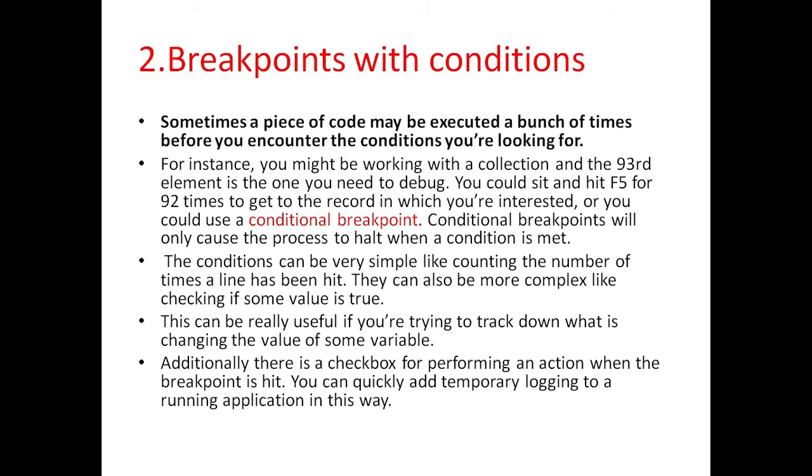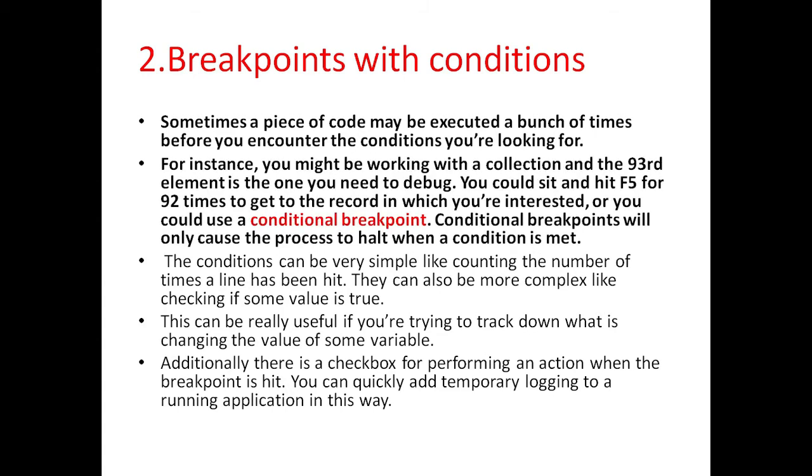Sometimes a piece of code may be executed a bunch of times before you encounter the conditions you are looking for. For instance, you might be working with a collection and the 93rd element is the one you need to debug. You could sit and hit F5 92 times to get the record in which you are interested. Or you can use a conditional breakpoint. Conditional breakpoints will only cause the process to halt when a condition is met.